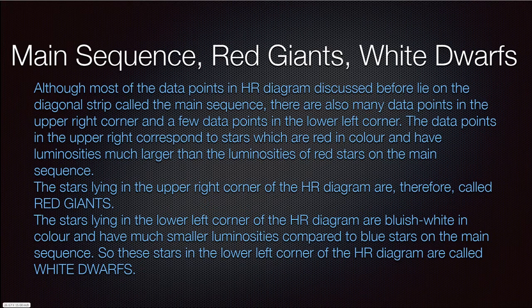So these stars in the upper right corner of the diagram are called red giants. We can also see the stars lying in the lower left corner of the HR diagram are bluish white in color and have much smaller luminosities compared to the blue stars on the main sequence. These stars in the lower left corner of the HR diagram are known as white dwarfs. Next slide.